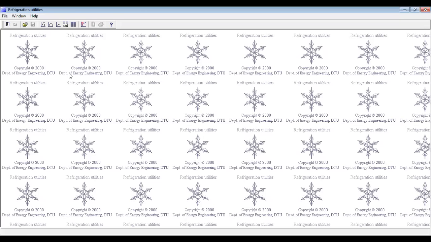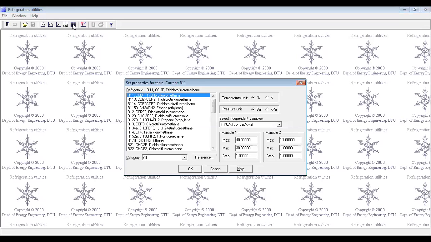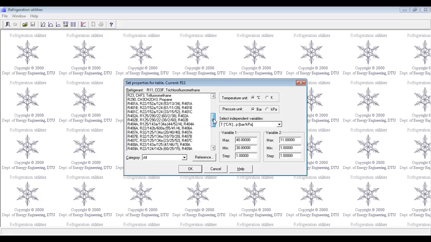The advantage here is, even if you need to look for the property tables of water, you don't need to look for different sources. Just open up CoolPack. If you need the superheated, this will be the superheated. Anyway, properties. Let me open this and see.